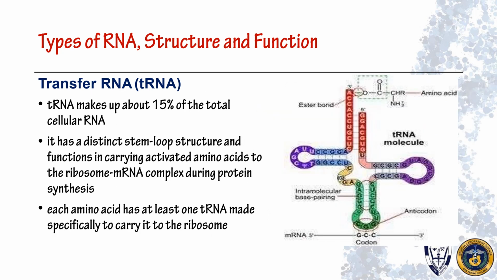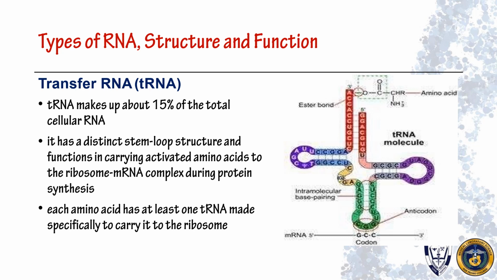Now, let's move on to the tRNA or the transfer RNA. tRNA makes up about 15% of the total cellular RNA. It has a distinct stem loop structure and functions in carrying activated amino acids to the ribosome mRNA complex during protein synthesis. And each amino acid has at least one tRNA made specifically to carry it to the ribosome. It plays an important role in the translation portion of protein synthesis.